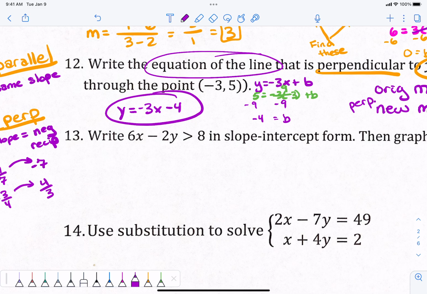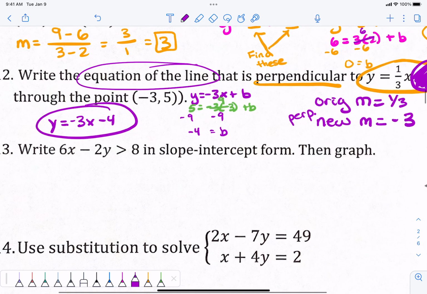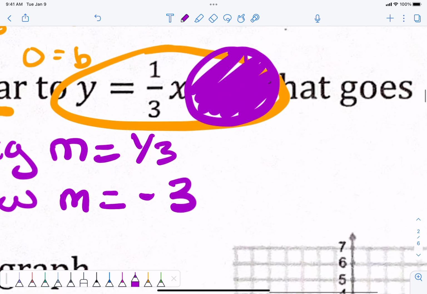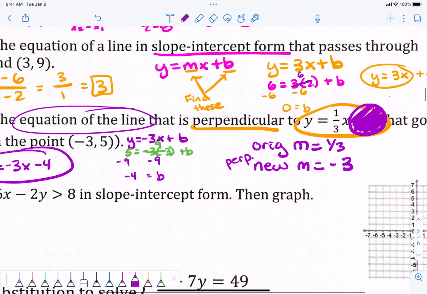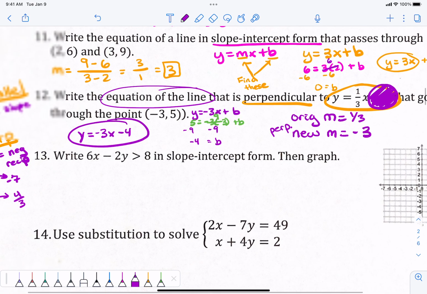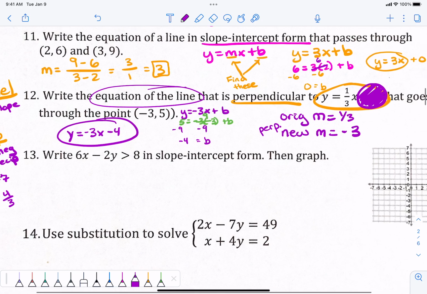Why do you scribble out the -8 on the top? Because you don't ever use that -8. The only thing you use from the original function is the slope. So after x, you don't use anything? Right. You just use it to find the new slope. All right. Write 6x minus 2y is greater than 8 in slope-intercept form.